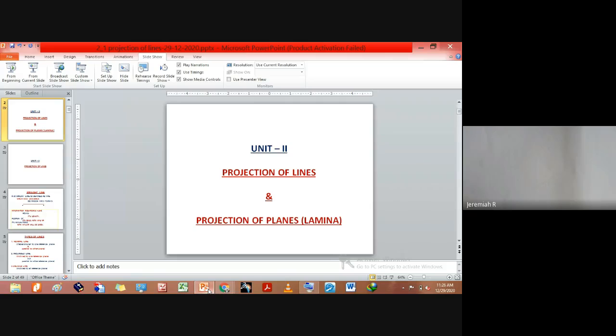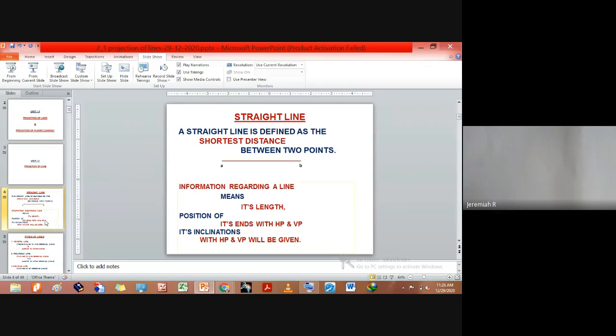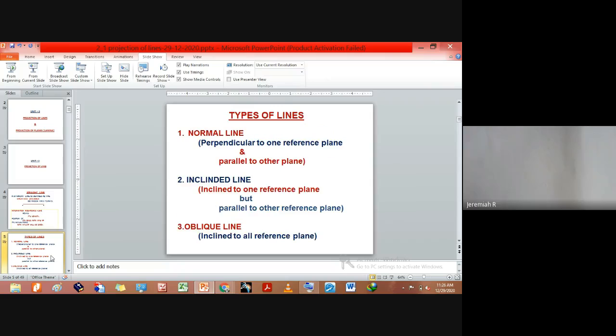Last class we have seen what a straight line is, the shortest distance between two points. If you want to draw a line in the first quadrant, we need the length of the line and its position: how much distance above HP, how much in front of VP, as well as how much it is inclined to HP or VP. We have seen the types of line: normal line, inclined line, as well as oblique line. A normal line is perpendicular to one reference plane but parallel to the other reference plane. And we have seen inclined line.